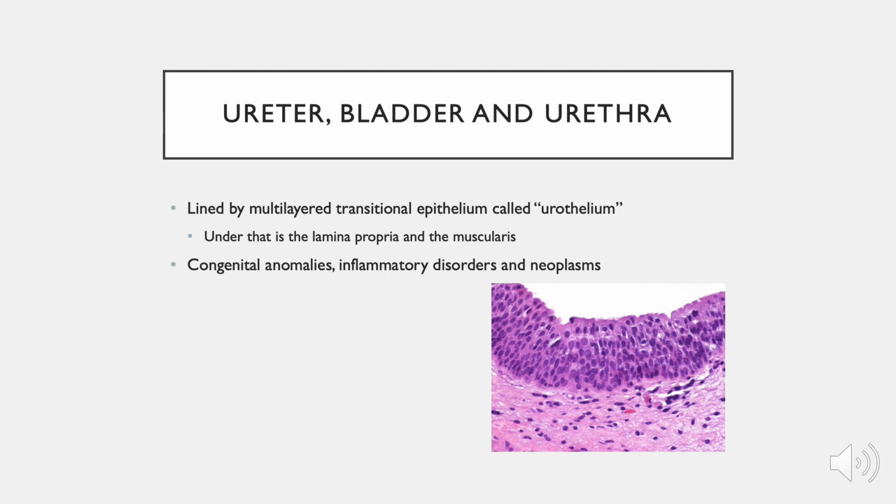A few words about bladder, ureter, and urethral diseases. Remember the urinary tract, which starts from the renal pelvis down to the ureters, to the urinary bladder, and then the urethra. Most of it is lined by transitional epithelium, which is multiple layers of epithelium called the urothelium. Under that, we see the lamina propria and the muscularis. The muscularis in the urinary tract is very strong and thick. We will discuss briefly some congenital anomalies, inflammatory disease, and neoplasms.